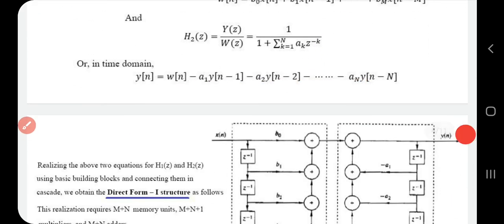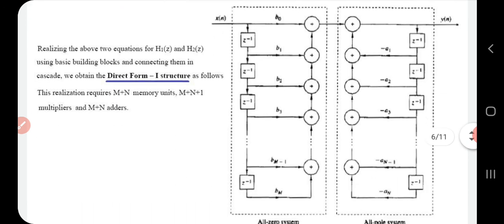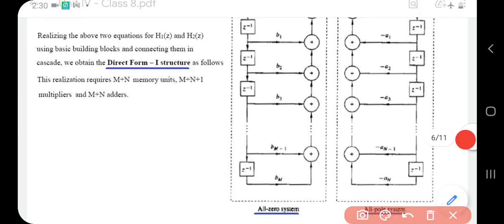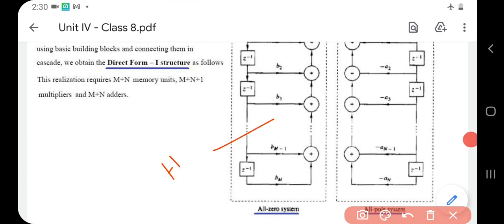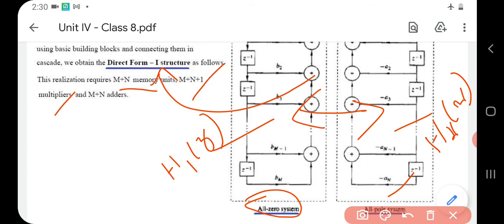Now this is how the direct form 1 structure is represented. See how it is represented. It has two structures in the form of a ladder. This is the H1(z) part, it will have only zeros as already said. This is the H2(z) part, this is its representation, and it will contain only poles. Now these two are connected in cascade to form the direct form 1 structure. It has m plus n memory units, m plus n plus 1 multipliers, and m plus n adders. So that is enough for direct form 1 structure.